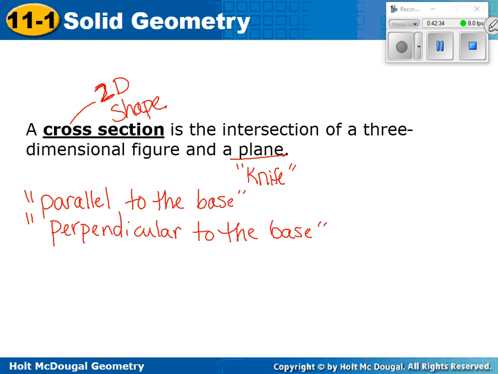And they'll say it that way versus horizontally and vertically, because if my shape's sitting like this, and I say horizontally, that could be different than if it's like this and I say horizontally. So we want to describe it in reference to the base. Parallel to the base results in a triangle. Perpendicular to the base results in a rectangle. All right, let's see how you do.